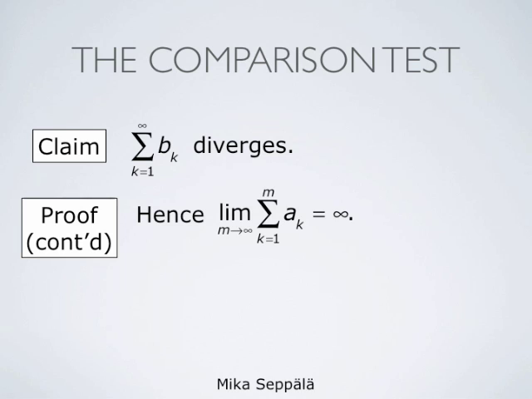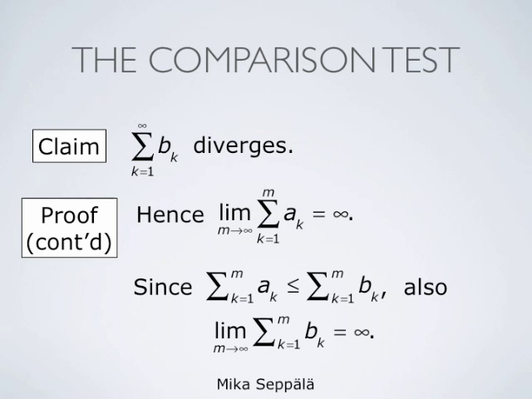And this means that the limit of these partial sums, sum k from 1 to m of a_k, as m goes to infinity, is infinity. And since each sum k from 1 to m of b_k is greater than or equal to sum k from 1 to m of a_k, it also follows that the partial sums for the series b_k have infinity as their limit. Therefore, we conclude that the series sum k from 1 to infinity of b_k diverges because its partial sums grow arbitrarily large as m grows.